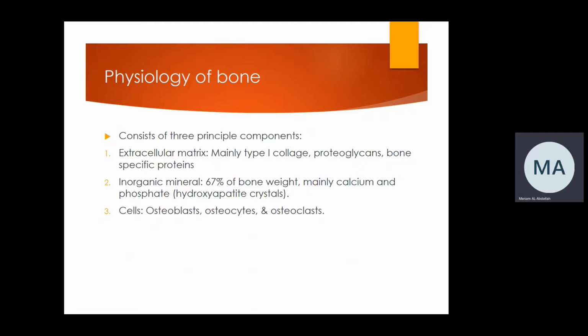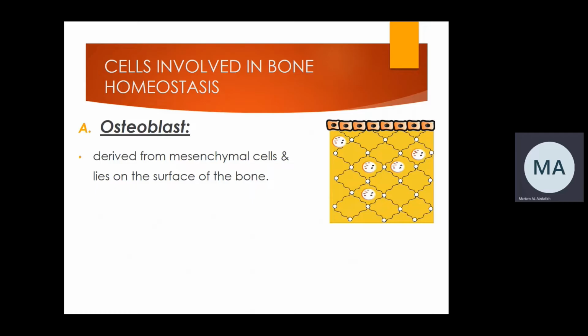Now, let's move to bone, because if a tooth needs to move, then we need to remodel the bone. So we need to review the three principal components of bone. First, the extracellular matrix, mainly type 1 collagen, proteoglycans, and bone-specific proteins. Second, inorganic minerals, which account for about 67% of bone weight, mainly calcium and phosphate in the shape of hydroxyapatite crystals. And of course, cells: we have osteoblasts, osteocytes, and osteoclasts. Osteoblast is a cell derived from the mesenchymal cells, and it lies on the surface of the bone. It is responsible for producing bone organic matrix, which is then mineralized, and then we have the newly formed bone.